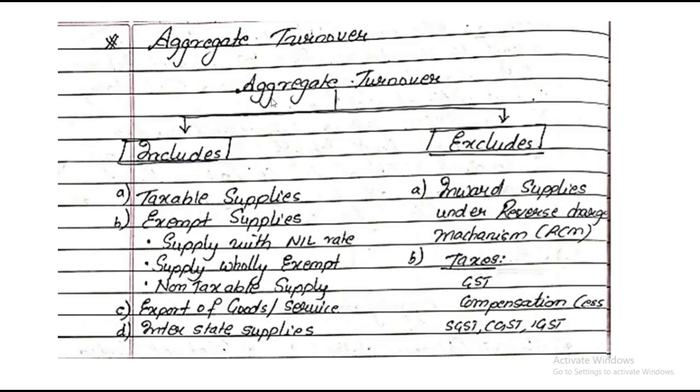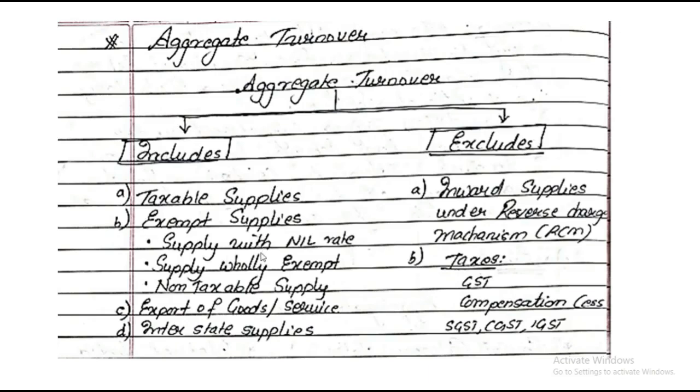Okay, only have to keep that in mind. First, we will see what it includes. It includes all your taxable supplies. So anything which you are supplying which is taxed will come under aggregate turnover. Secondly, all the exempt supplies. Exempt meaning on which tax is not available.